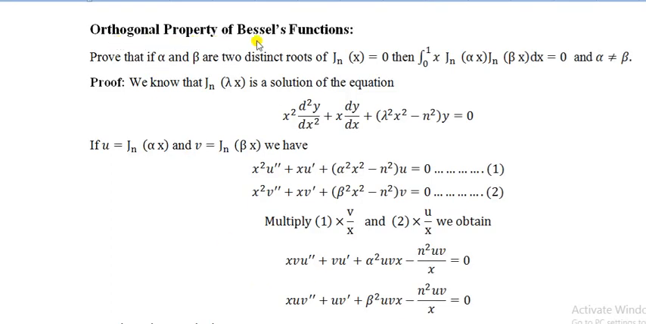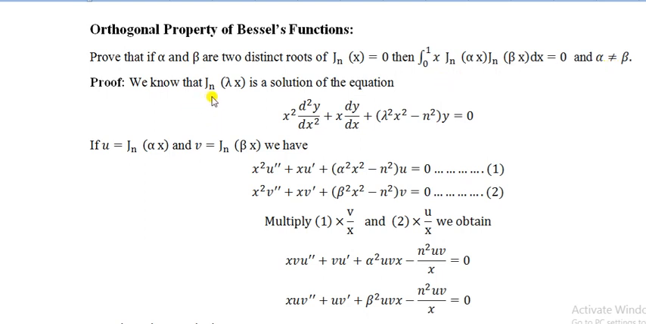Orthogonal property of Bessel's function. Here we prove that if alpha and beta are two distinct roots of Jn(x) = 0, then the integral from 0 to 1 of x Jn(alpha x) Jn(beta x) dx is equal to 0, where alpha is not equal to beta. Now we will prove the above statement.